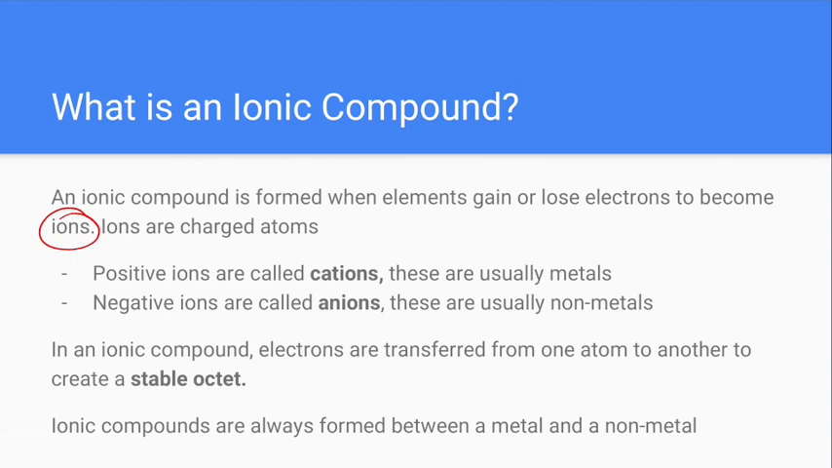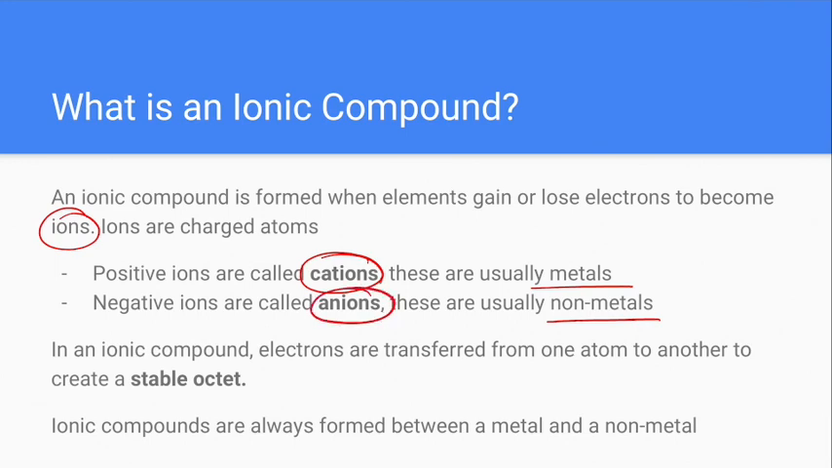Now, positive ions and negative ions have different names. Positive ions are called cations, and these are usually metals, which we'll see. This has a lot to do with how the periodic table is laid out. But positive ions are usually metals. Negative ions are usually non-metals, and they are called anions.